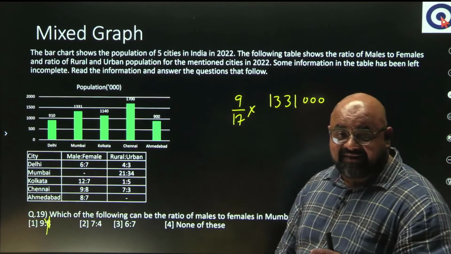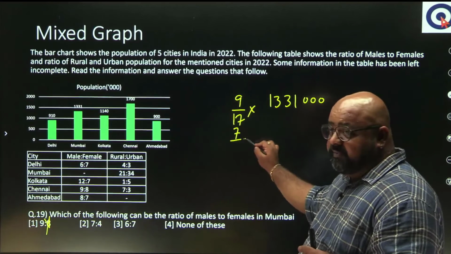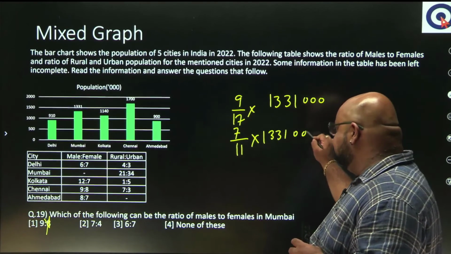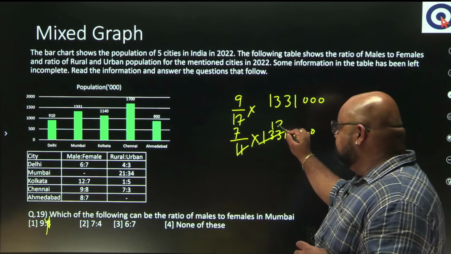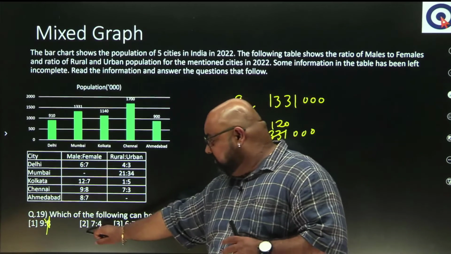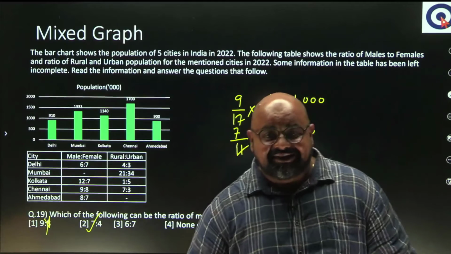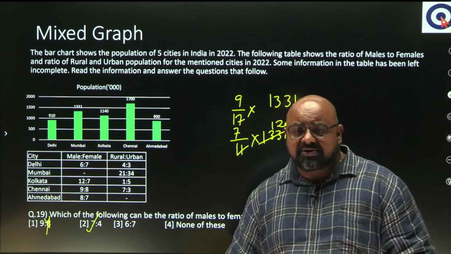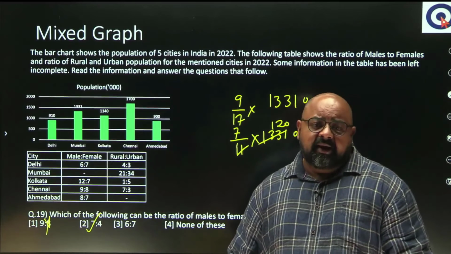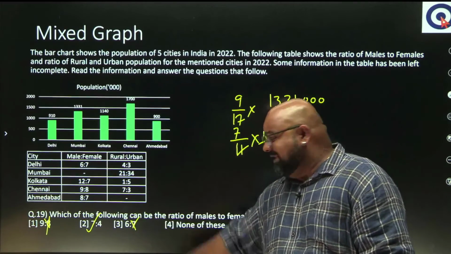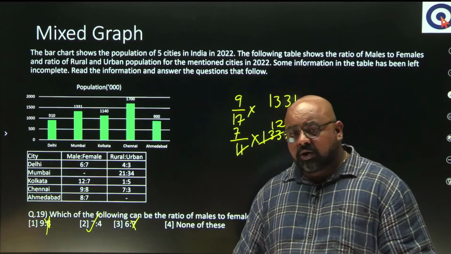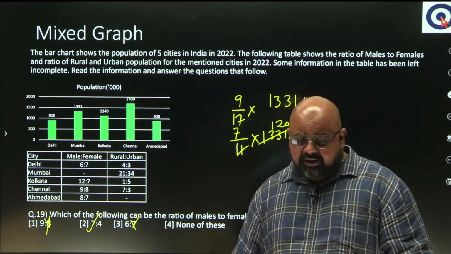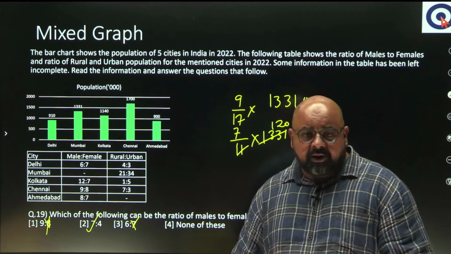The next is 7:4, which means male becomes 7 upon 11 into 1331. This division is possible, and therefore this could be a possible value. Similarly, when you look at 6:7, 6 plus 7 is 13. 1331 is not divisible by 13, and therefore that is also not possible. Hence, the answer becomes option number 2. Right? Again, basic question, one value to be calculated should be attempted.